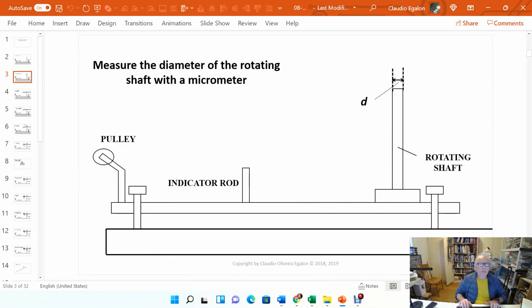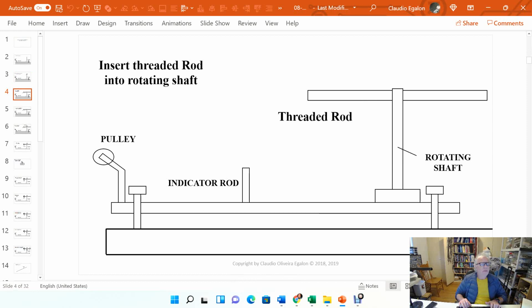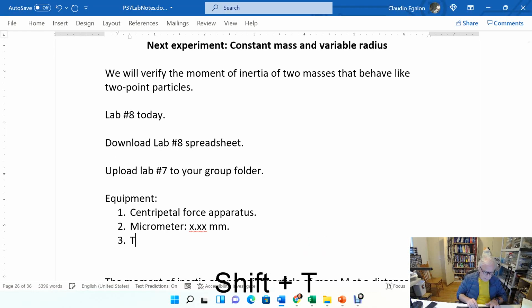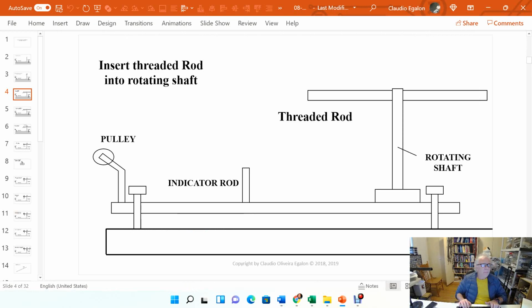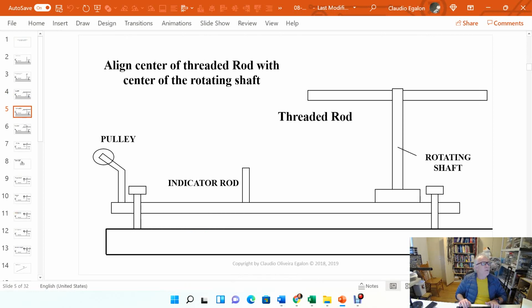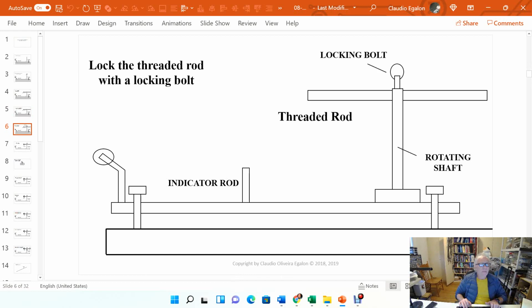Going back here, you measure the diameter of the rotating shaft with the micrometer, and you're going to insert a threaded rod. I'm providing you with a threaded rod that fits there in the tip, in the top of the rotating shaft, and that's going to be added here to the list of equipment. I want you to align the center of the threaded rod with the center of the rotating shaft. So whatever distance you have on the left side is equal to the distance you have on the right side, middle of the threaded rod, right?